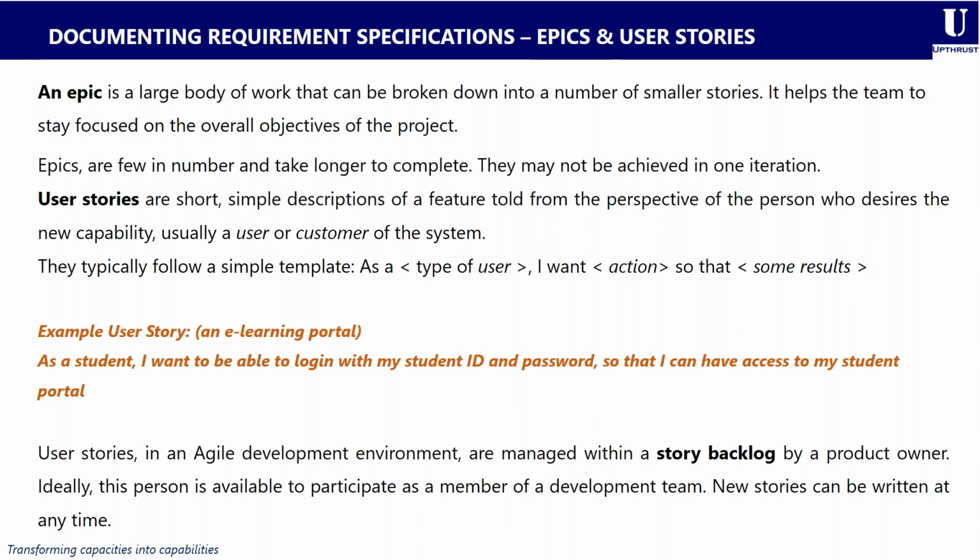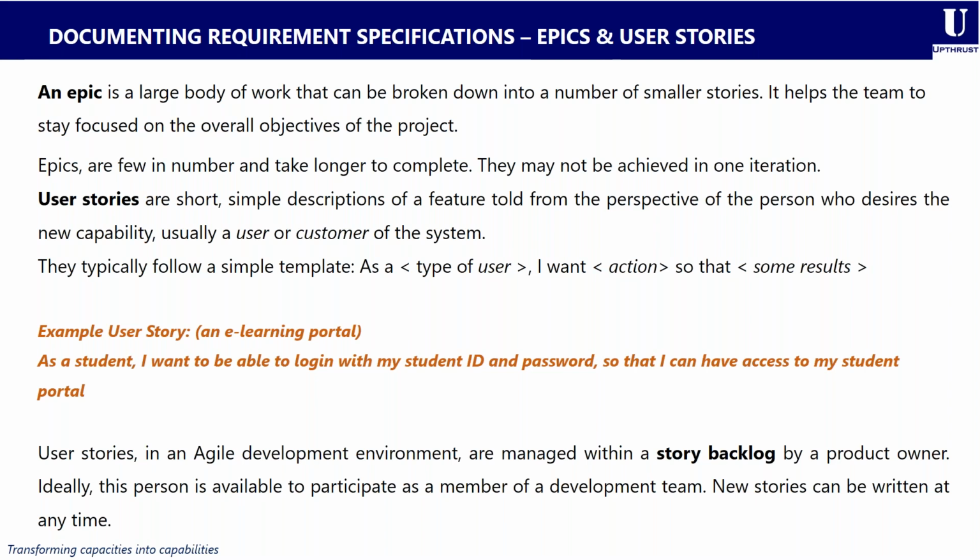And the user story follows a typical template or structure, which says, as a type of user, I want to be able to take an action so that I can achieve some result. Looking at an example of an e-learning portal to illustrate this: as a student, I want to be able to log in with my student ID and password so that I can have access to my student portal. So the user here is a student. The action they want to do is to log in with their student ID and password. And the result they want to achieve is to have access to their student portal.